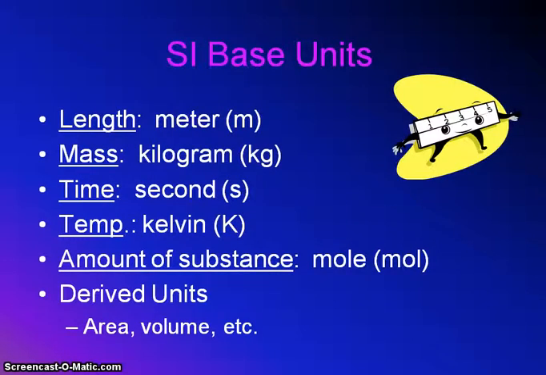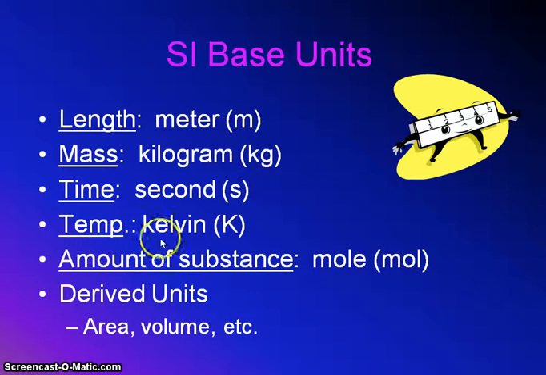In science, we generally use the SI system of measurement or the metric system, and there are 7 main base units that make up this system. We will not use all of them throughout chemistry, but we will use a fair number. The first being length, which we'll generally use meters for. Mass will generally be in kilograms or grams. Time we will measure in seconds.